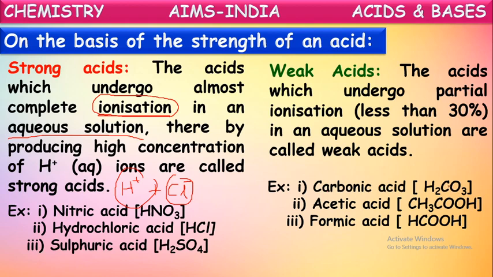Carbonic acid is also one of the weak acids. Okay, based upon the strength. Strength is nothing but the quantity of the number of molecules which ionize on dissolving into water. Based upon this, the strength of an acid is dependent. If almost all the molecules are ionized, then that acid is said to be a strong acid. If very few molecules are ionized, then that acid is said to be a weak acid. Okay, based upon the strength, two kinds of acids are there: strong acids and weak acids.